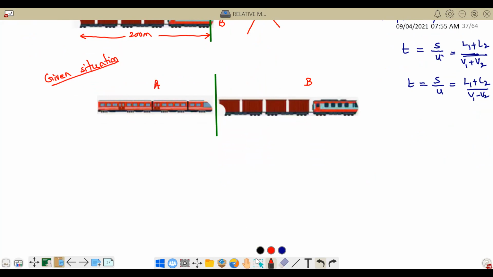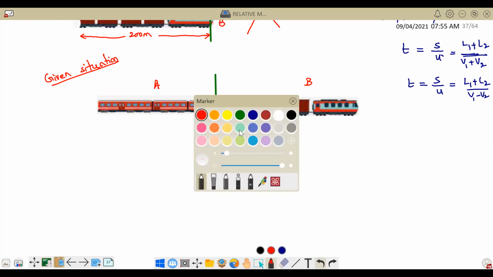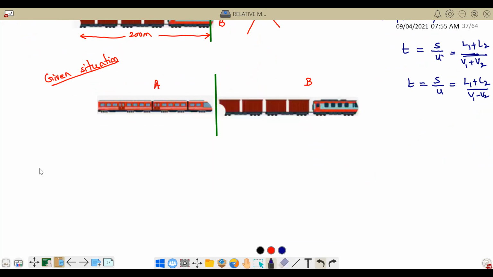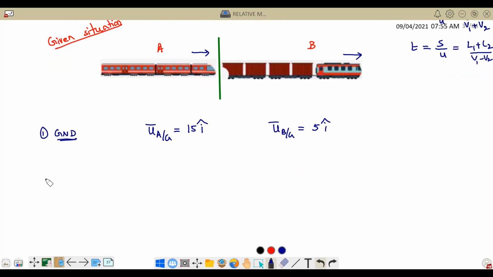And from here it's very easy. Now how do you solve? Just by using the relative motion concept. The first step is writing the values from the ground frame. What is the velocity of A with respect to ground? I think 15 meters per second, so 15 i cap. What is the velocity of B with respect to ground? That is equal to 5 i cap, because both are traveling in the same direction, positive. Now solve it from which frame? B frame. If you solve it from the A frame, you will not get it.